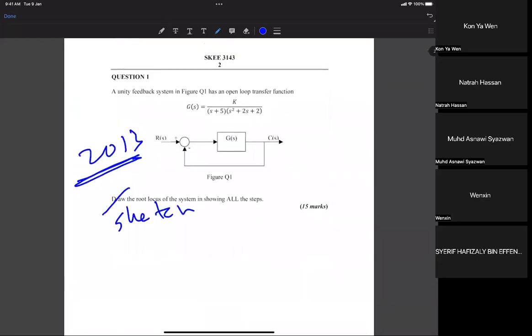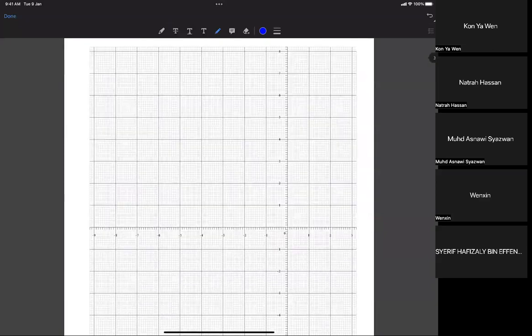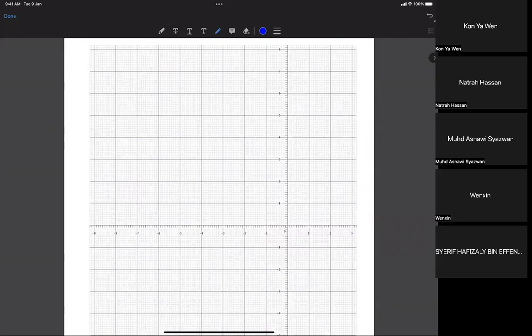So this is the open loop transfer function. Okay, so the open loop poles are what? Minus 5 and minus 1 plus or minus j1, correct? Then you plot it here. This is the graph they gave during the test in 2013, a long time ago. So minus 5 is located here, and minus 1 plus j1 over here.